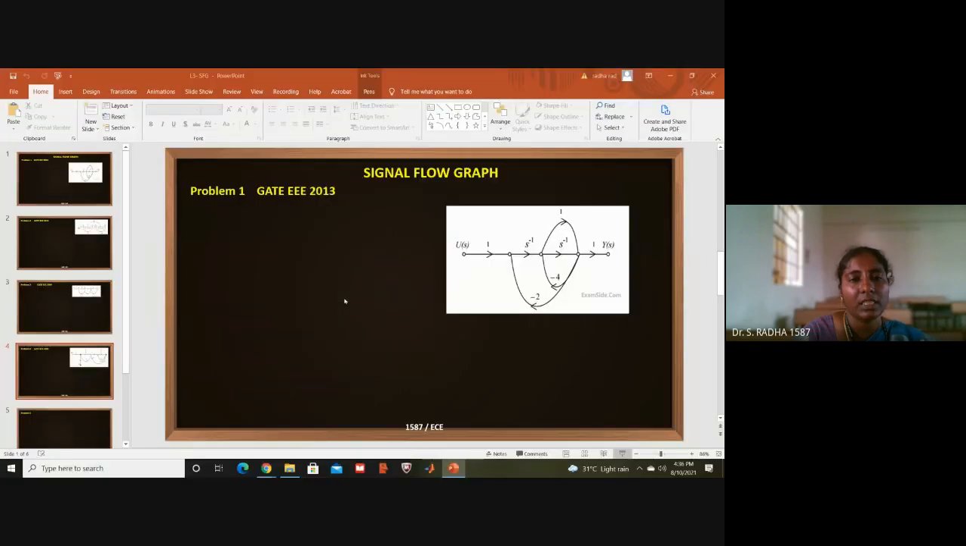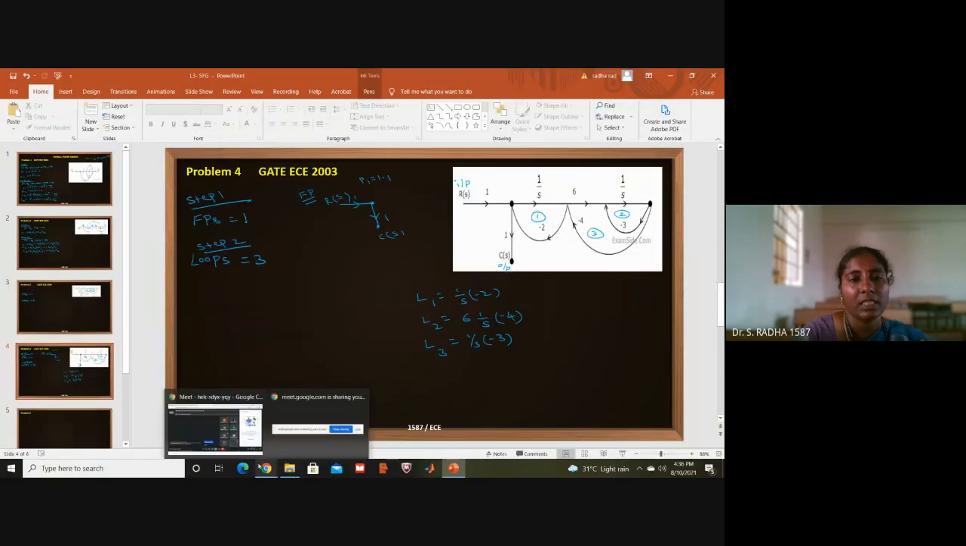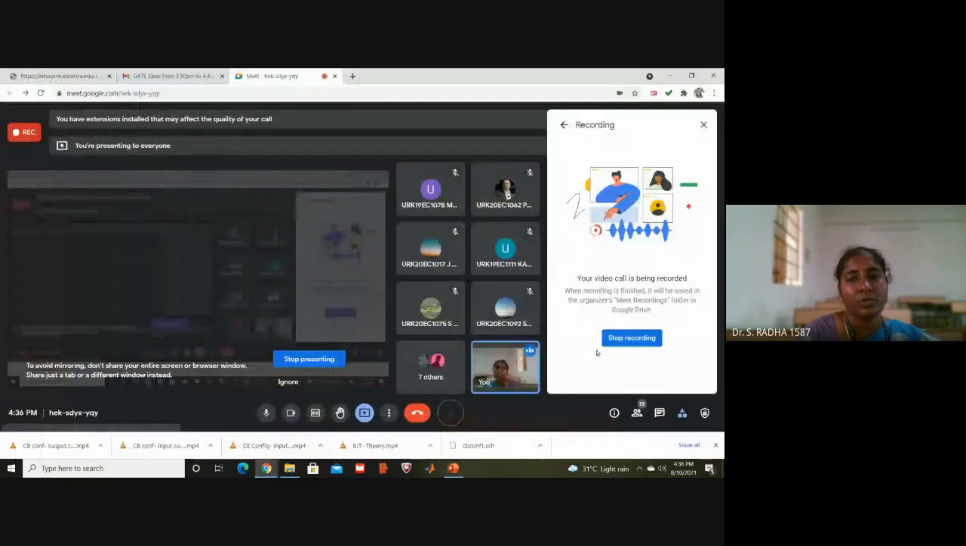This problem is from the ECE GATE exam 2003.